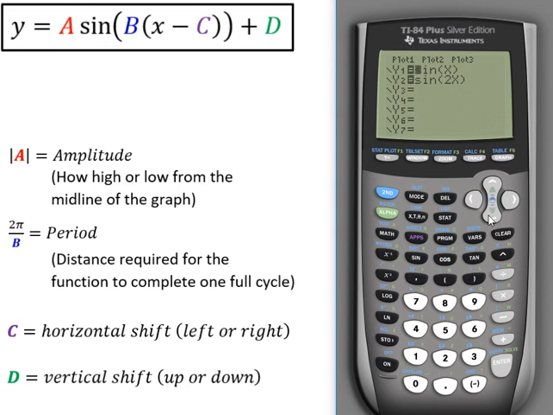We can really see it if we want to change it to maybe 4. So it would be a fourth as much, and it's a lot tighter. We're doing the same wave motion, but in a fourth of the time.